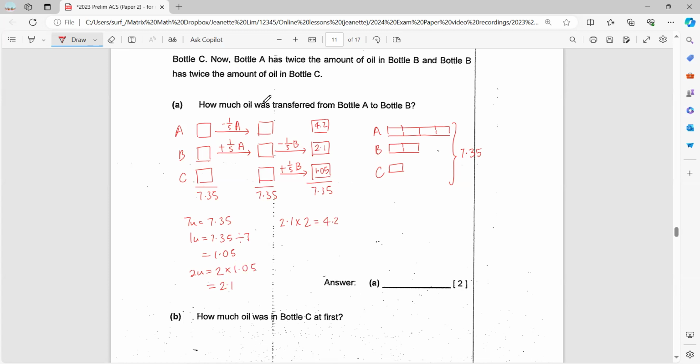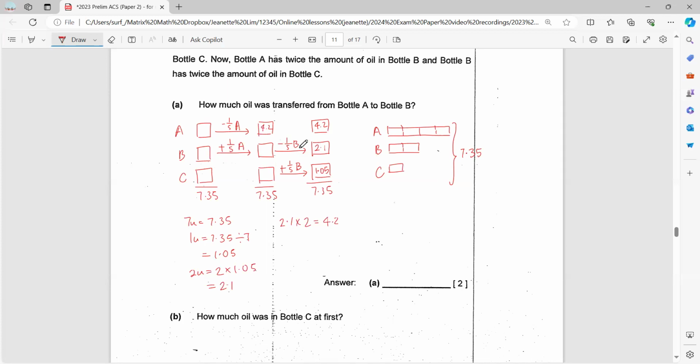Now we're going to work backwards. Part A is asking for the amount of oil transferred from A to B. So what is this change here? Let's work backwards. 4.2, no change here, so it will remain as 4.2. Now when we go backwards, should we use 2.1 or 1.05 to work with? If they say that the change is from B, that's why this letter matters. If the change before that is from B, then we use B to work backwards with.